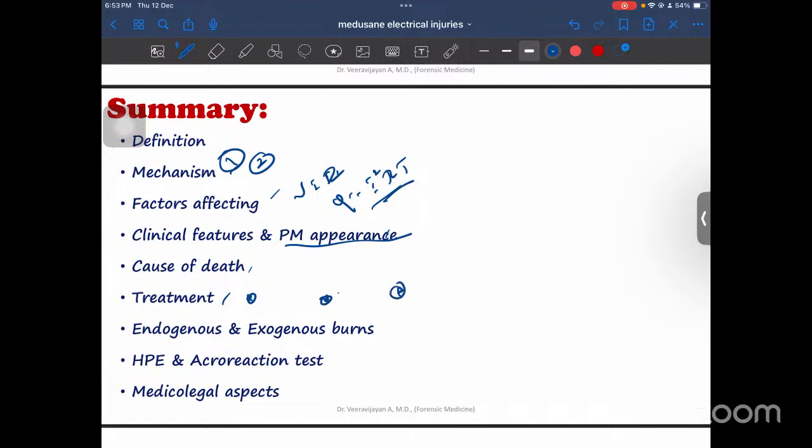The difference between exogenous and endogenous burns, that means the mode of mechanism. Here it is with contact, here without contact. In endogenous burns, heat is produced inside the body. Here heat is produced outside the body. Then the histopathology, three to four points. Acro reaction and metallization, difference and meaning. Then medicolegal aspects. That's all about electrical injuries.